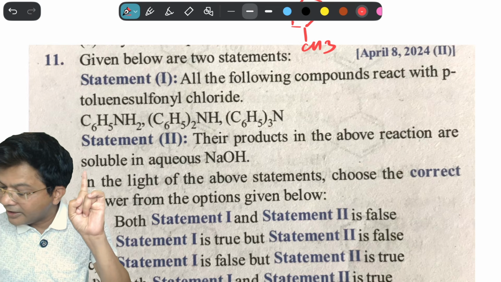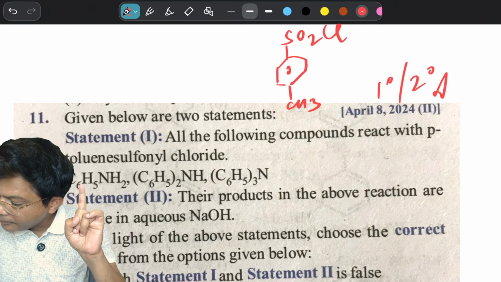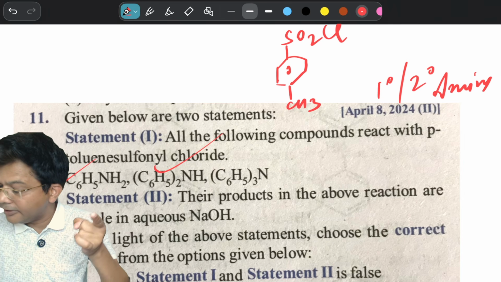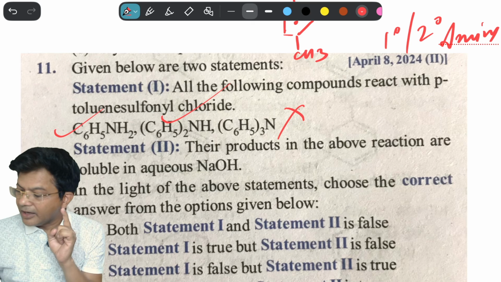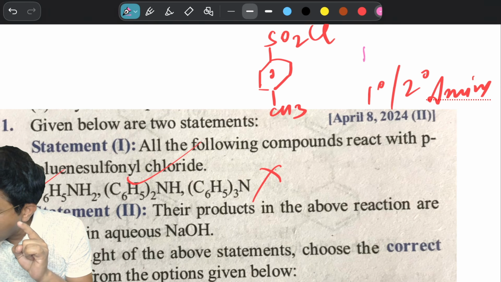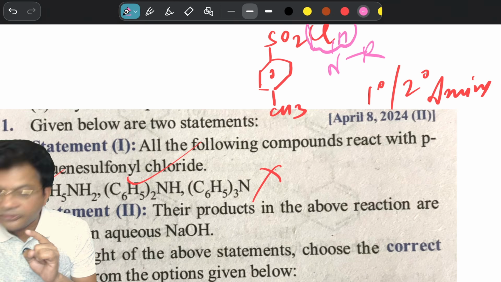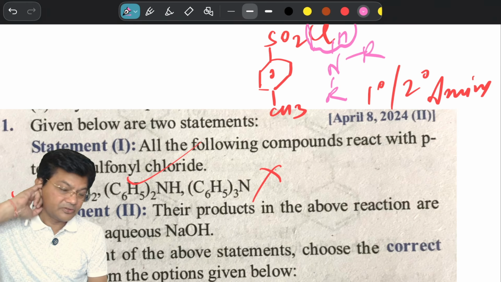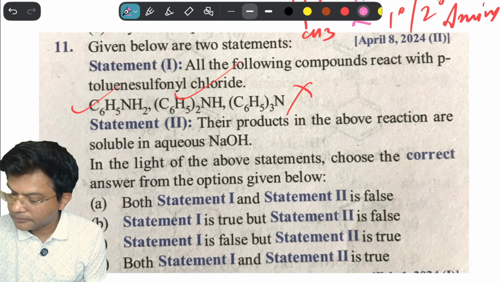So at least one acidic hydrogen should be there to react it with. It should be either 1 degree or 2 degree amine. So 1 degree will react, 2 degree will react, 3 degree will not react. So it is false. Why? To react with this compound, they should have at least one acidic hydrogen like this, R, N, H, so that HCl can eliminate out. R can be hydrogen, that means there should be 1 degree or 2 degree amine. So 3 degree amine is not having. So this statement is false.